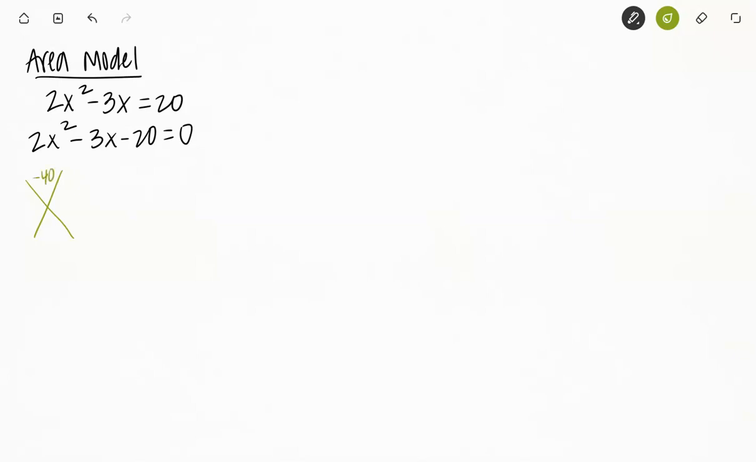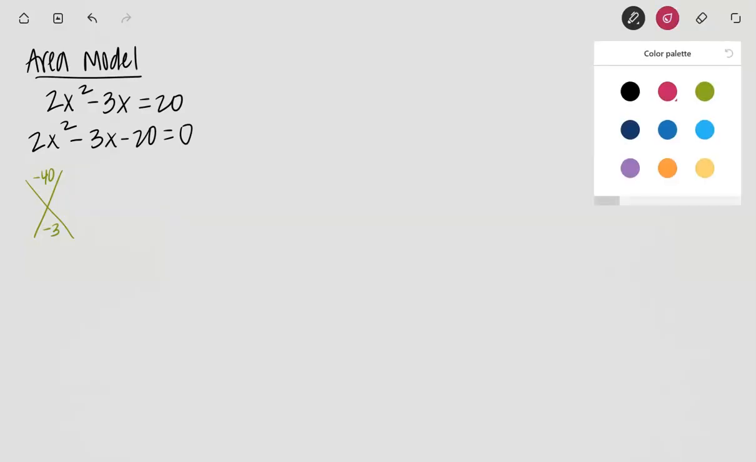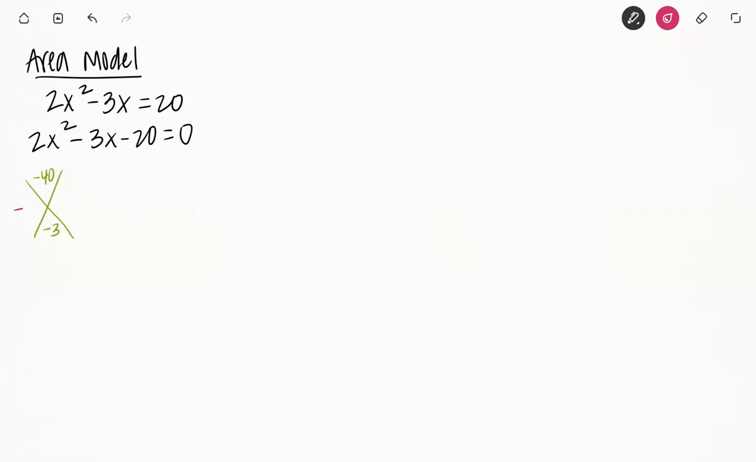Our B term is negative 3. So what values are we going to use here? What multiplies to be negative 80 but adds to be negative 3? That is going to give us negative 8 and 5.